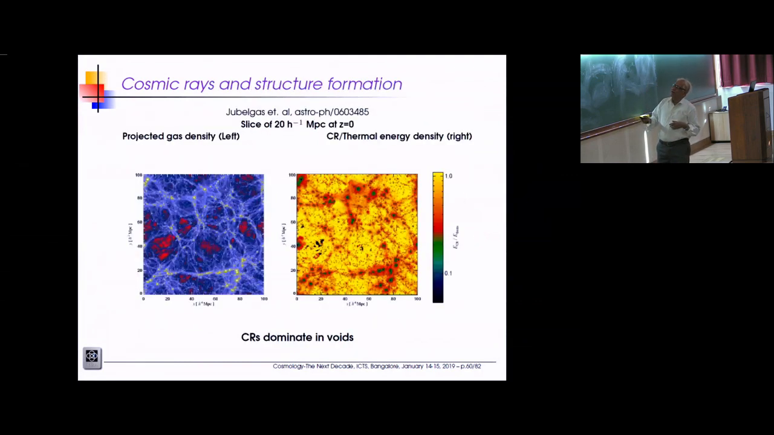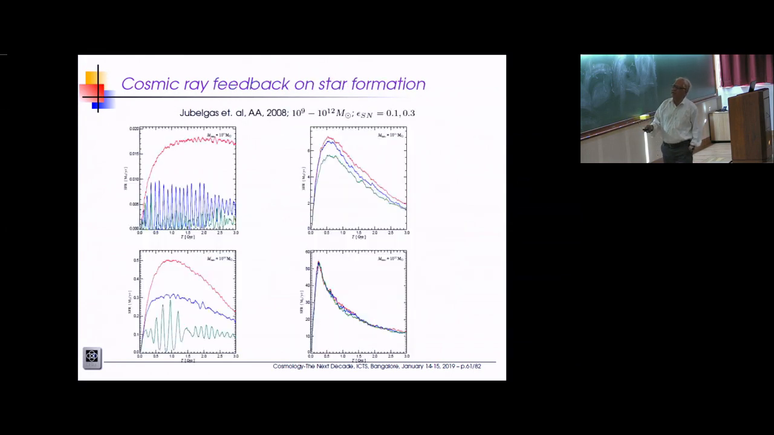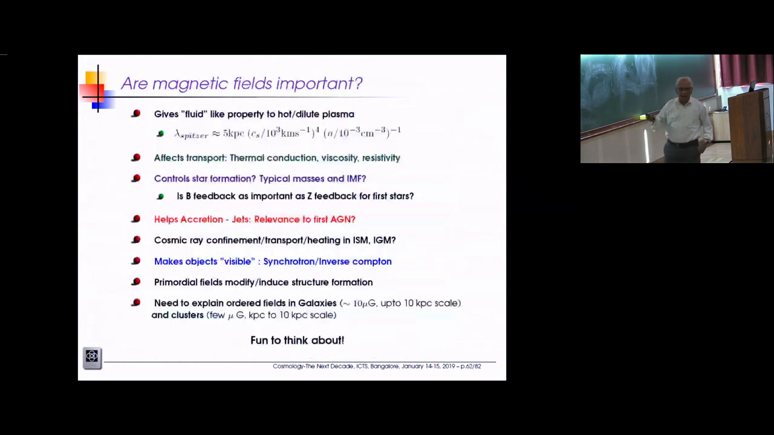But some of my friends had already done it about 10 years back, and they looked at its dominance, whether it's dominating in voids or clusters. For example, this is the ratio of energy in cosmic rays to the thermal energy in a large-scale structure formation simulation. And basically, you don't get much in structures, but they can dominate in void regions. But I'll come to that. The other interesting feedback, not feedback, but player in the game.